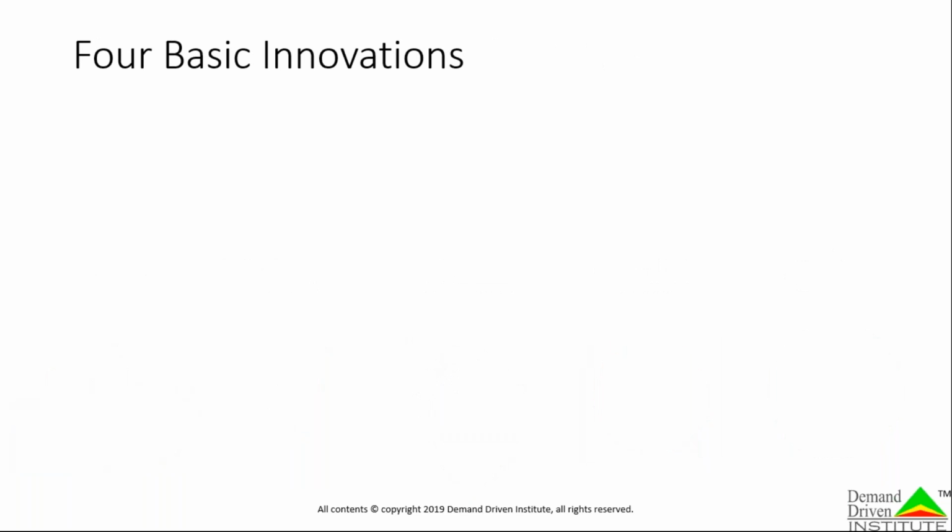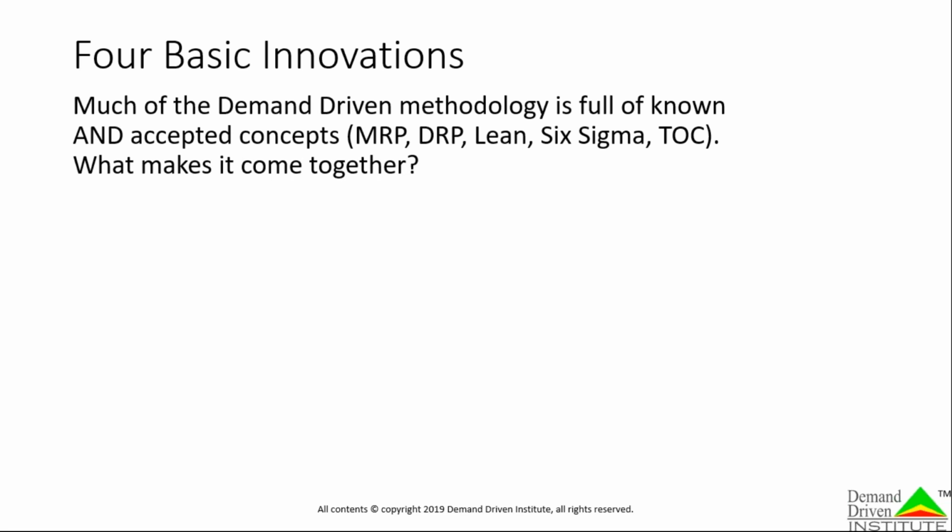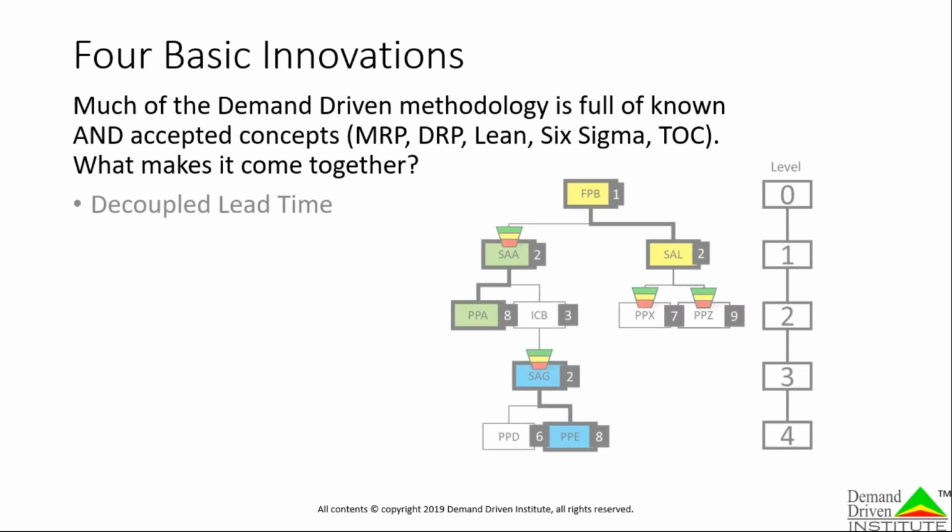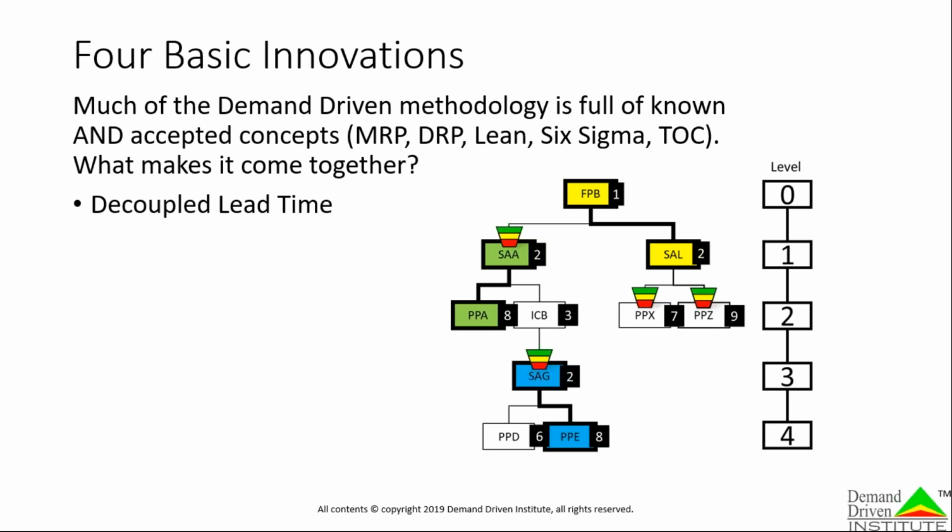So I mentioned that there were some innovations that bring this package together that allow MRP concepts to live in harmony with lean and TOC concepts. And I'm going to share those 4 basic innovations. Much of the demand-driven method is known and accepted, right? MRP, DRP, Lean, Six Sigma, and TOC. But what makes it all come together are these 4 innovations. The first of which is what we call decoupled lead time.